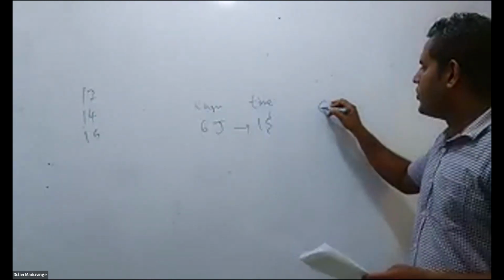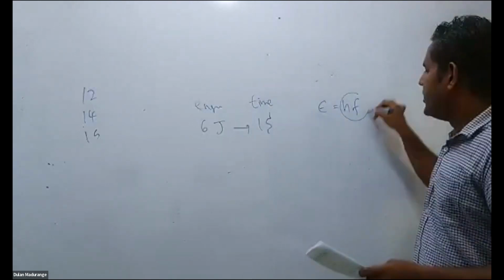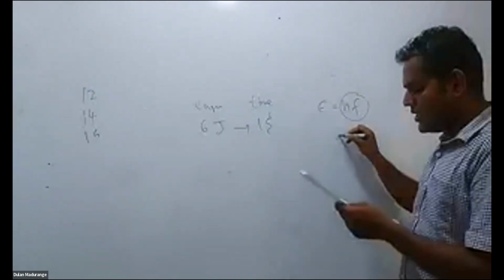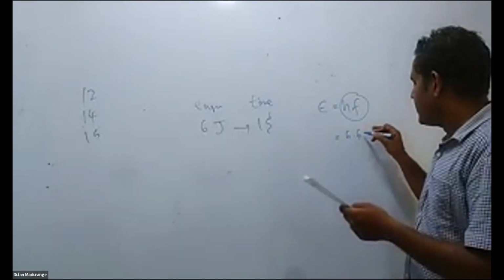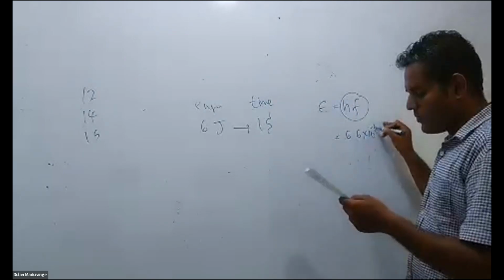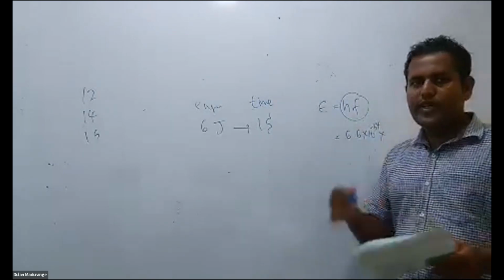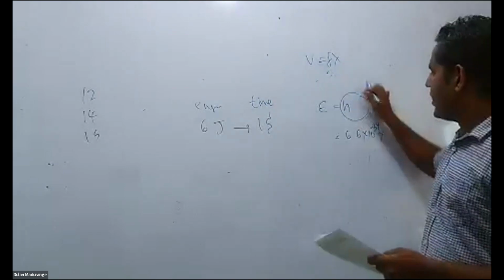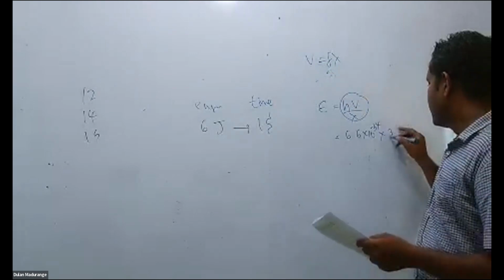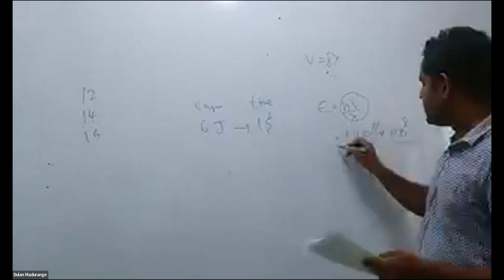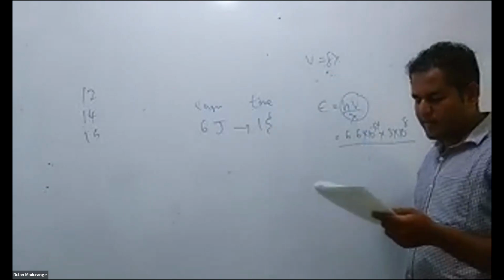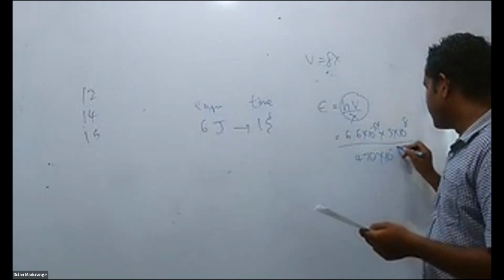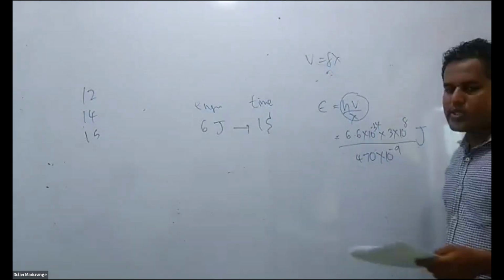Just find the energy of 1 photon, equal to h f. What is h? h is 6.6 into 10 to the power minus 34. You know v equals f lambda, then f is equal to v over lambda. So instead of f, you can put v over lambda. So what is v? 3 into 10 to the power 8. What is lambda? Lambda is 470 into 10 to the power minus 9.